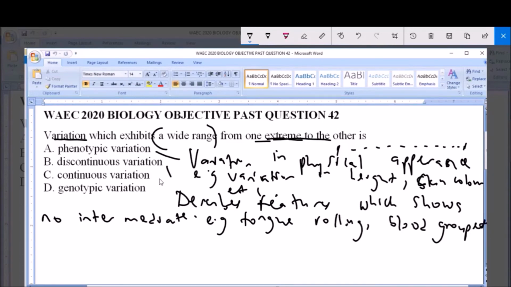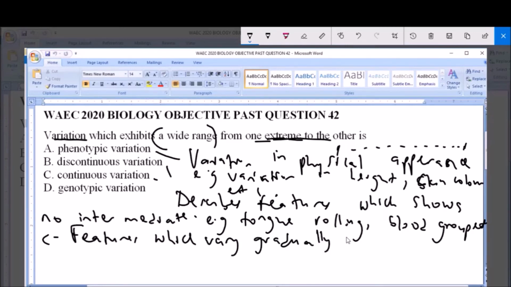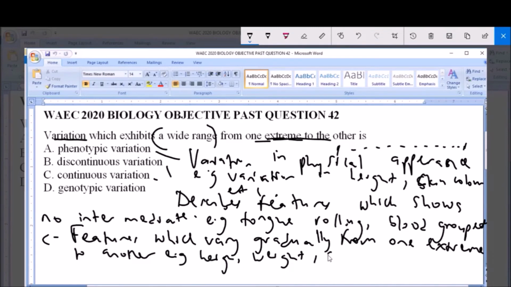Now, option C is continuous variation. In continuous variation, it describes features that vary gradually from one extreme to another. That means you can rank it from one extreme and then progressively to the other extreme. An example of such features includes height, weight, skin color, etc.